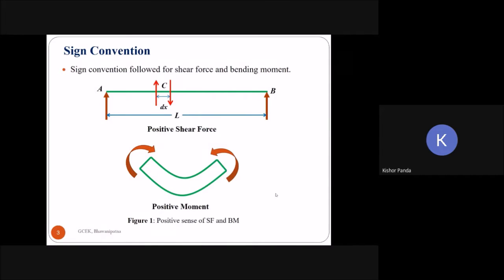Already we have discussed what is sign convention. This is the sign convention for shear force and this is the sign convention for the bending moment. For shear force, you have to take the right side downward force and left side upward force. This is your positive shear force. Similarly, for bending moment, you have to take a sagging moment, or the right side anti-clockwise and left side clockwise. This moment is your positive moment. This is the positive sense of shear force and bending moment.